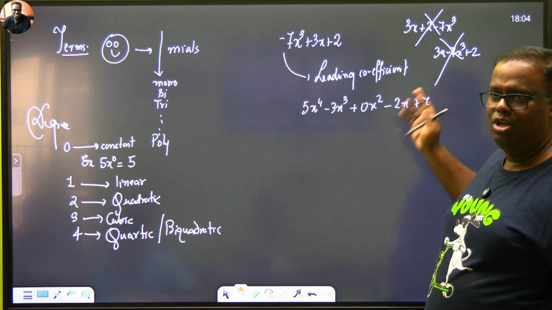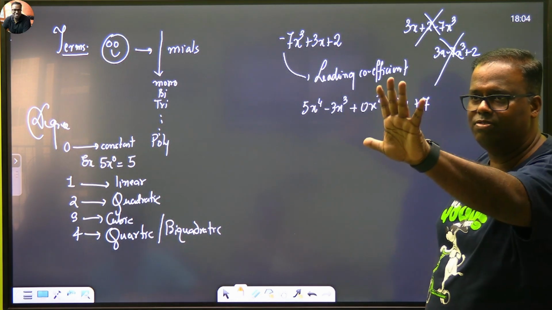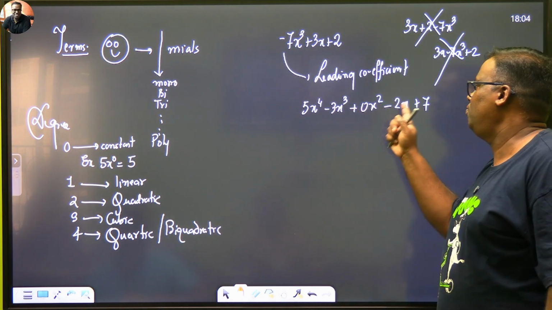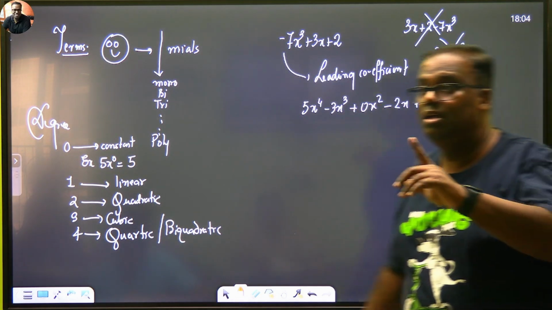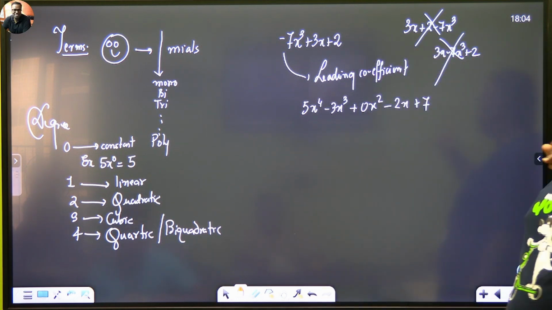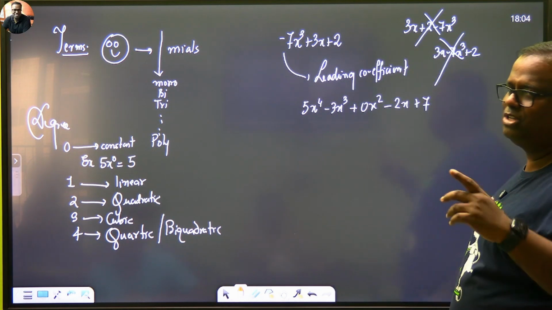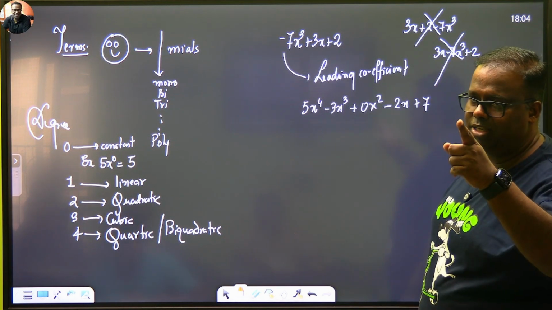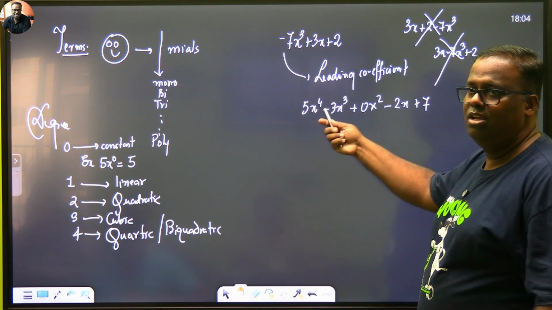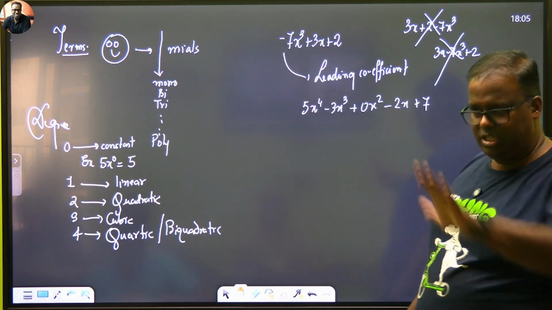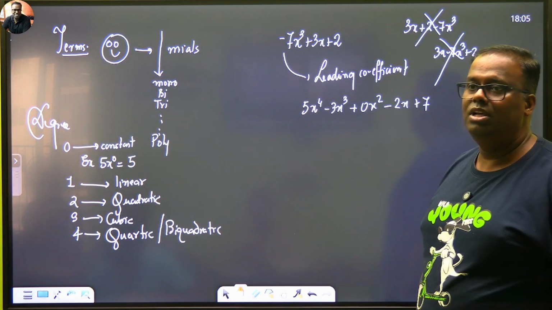Have you understood? Who is the leading coefficient? 5. 5 is there. So what is this? This is a 1, 2, 3, 4, 5, a pentanomial. So we don't name it that, we call it a polynomial. It's a polynomial in variable x with a degree 4, that is, it's a quartic polynomial with the leading coefficient as 5.